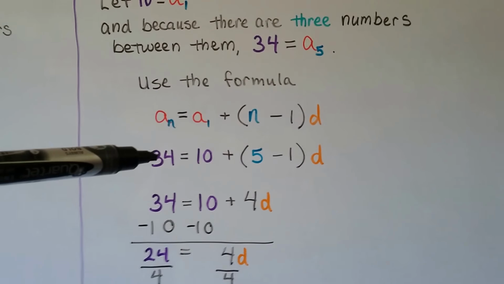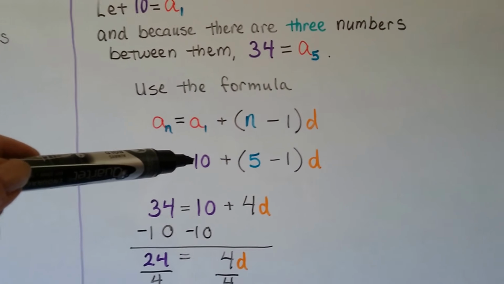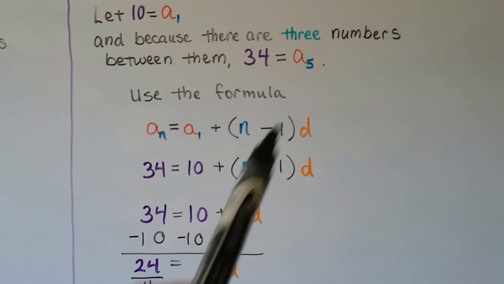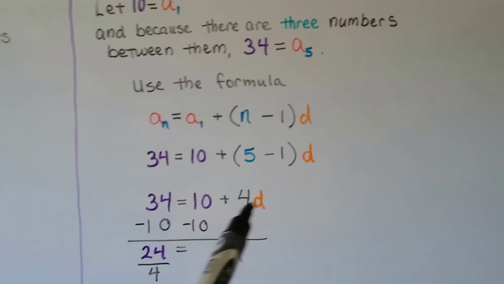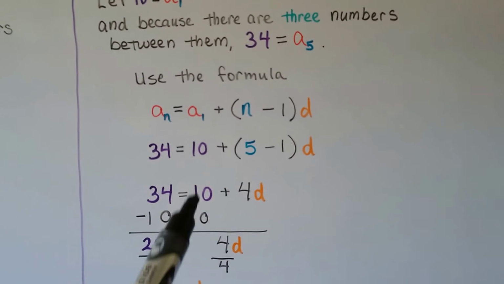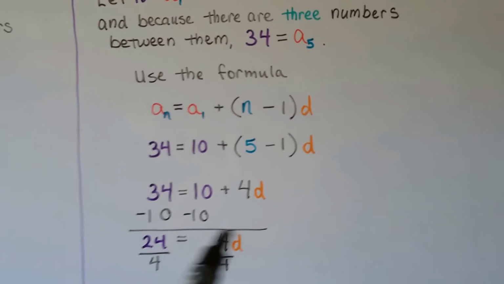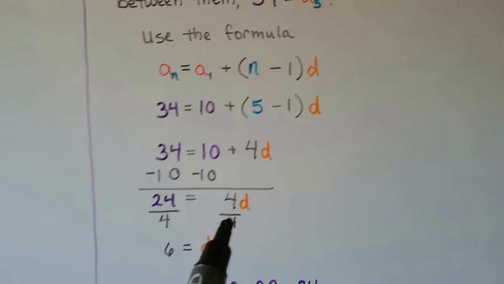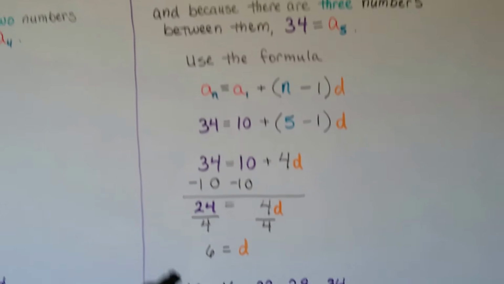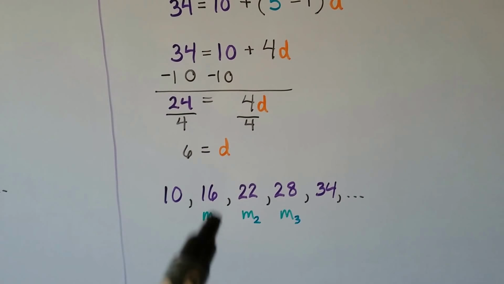We have our a sub 5. That's going to be 34 here. Here's our a sub 1 as the 10. And because that's a 5, the 5 is going to go there, minus 1 times d. That's going to be 4d, isn't it? And we can get rid of the 10. We're trying to solve for d, so we subtract 10 from both sides. So you can say we're adding a negative 10 to both sides. We're going to get 24 equals 4d. Divide both sides of the equal sign by the 4 to simplify and solve for d. We get 6 equals d. So we know the first term is 10, and we know the difference is 6. So we have 10, 16, 22, 28, 34. See?